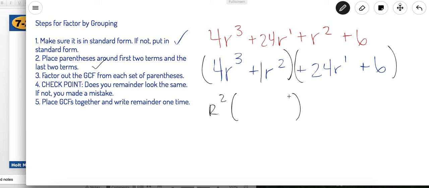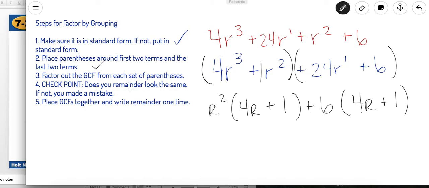And then we're going to find our remainder. We find our remainder by dividing. So we're going to take 4r cubed divided by r squared, and we get 4r. Then we're going to take r squared and divide it by r squared, and we realize we have nothing really left but a 1. Then we need to find our greatest common factors for here. So 24r to the first plus 6. What does it have in common? Well, it actually has 6 in common, right? 6 goes into 24, 6 goes into 6. And then we divide. So what is 24r divided by 6? We get 4r. And then 6 divided by 6 gets me plus 1, right? 6 divided by 6 gets me 1.